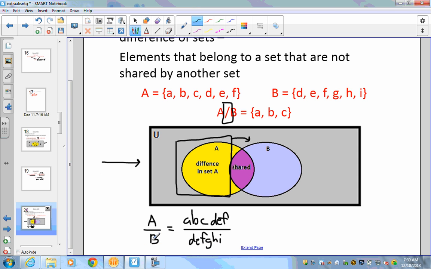What you're doing now is like in algebra: anything that's on the bottom and on the top that's shared, you cut out. So D, E, F is what's shared on top and bottom. Now here's where you make sure you remember you're only paying attention to what is on the top. So that would be A, B, and C. Now you might be saying, well, I have G, H, I on the bottom. Doesn't matter, because the way it's set up in the problem, you're looking for what's in A and not in B. If it switched the other way around, then it'd be G, H, I.